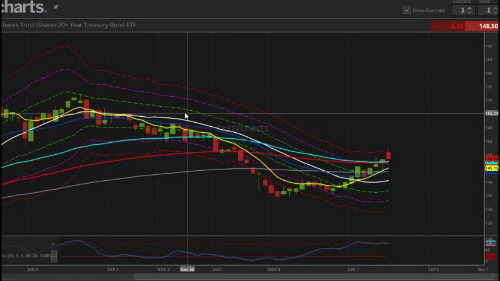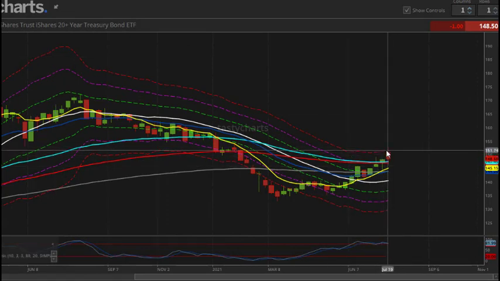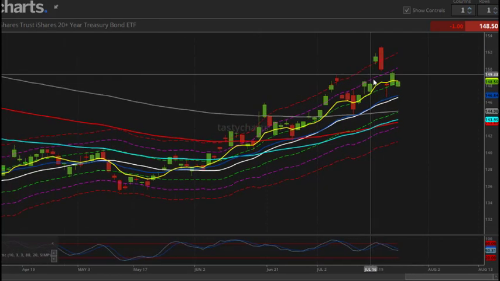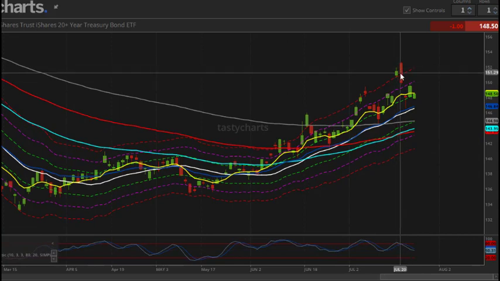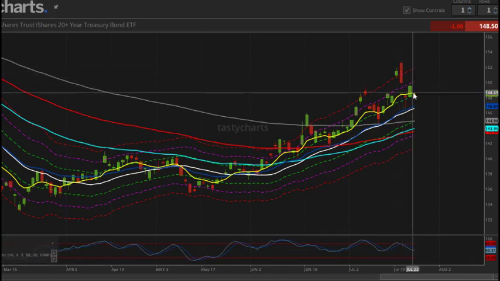Moving over here to TLT, you can see we're right at the top of the range here in terms of ATR on the weekly chart. And if we do take a quick look at the daily chart, you're going to see a very similar picture right here at the top of that level where we were quickly rejected back down to the 8 EMA. And we're currently sitting just below that EMA.